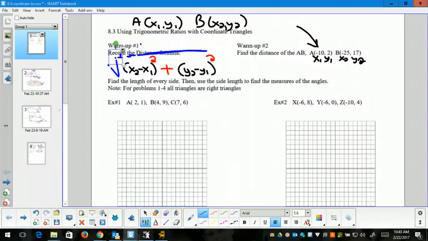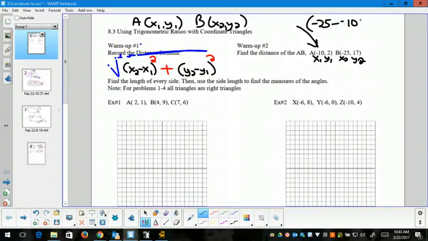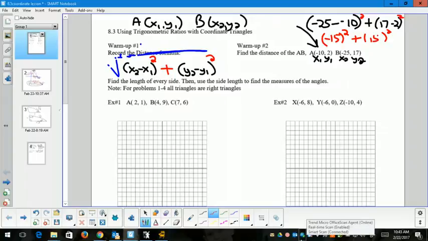Some of you did this correctly, but some of you might have made a mistake. If you did negative 25 minus negative 10, what is that actually? Plus 10. And then you have 17 minus 2. By the way, you could do that part right now in your calculator. Don't forget to put the squared on them, though, if you're going to do it all at once in the calculator. So this is negative 15 squared. This is 15 squared. Doesn't matter whether it's positive or negative. When you square it, a negative times a negative is positive.